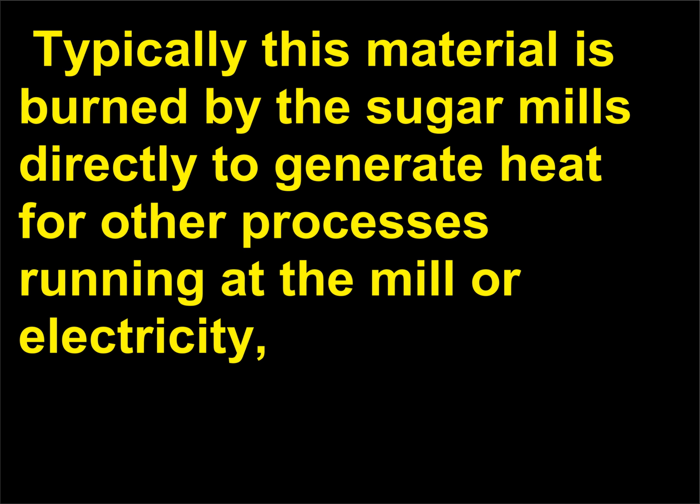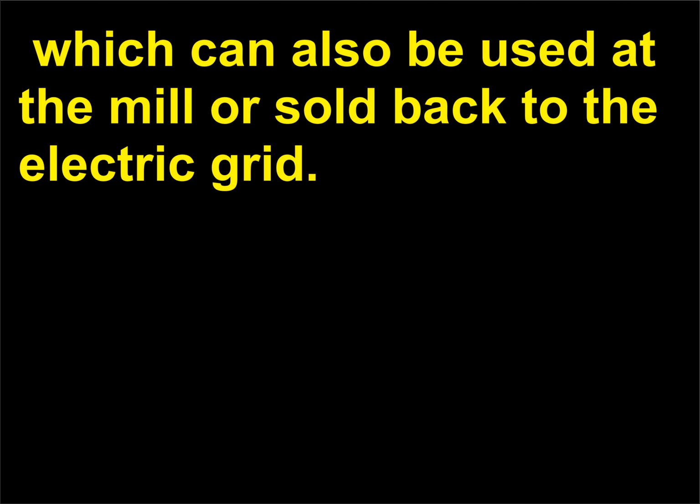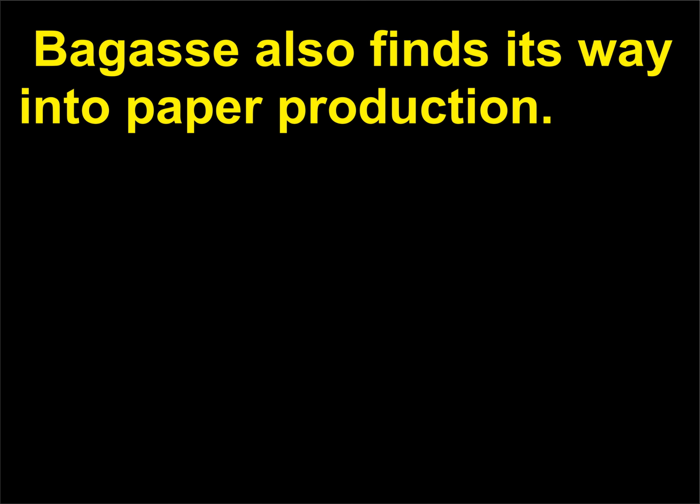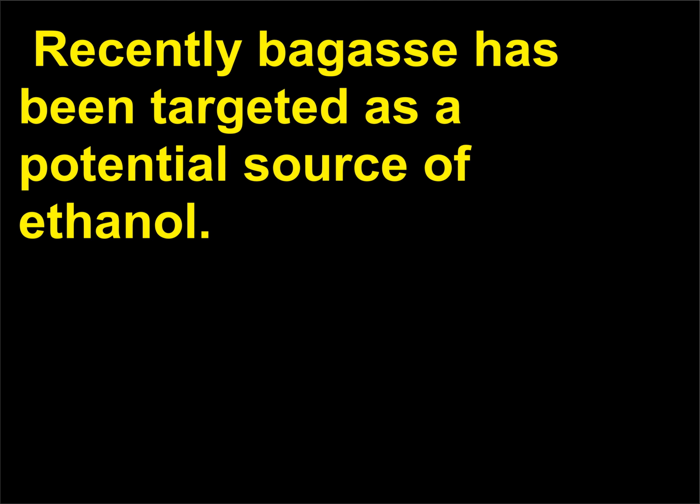Typically this material is burned by the sugar mills directly to generate heat for other processes running at the mill or electricity, which can also be used at the mill or sold back to the electric grid. Bagasse also finds its way into paper production. Recently bagasse has been targeted as a potential source of ethanol.